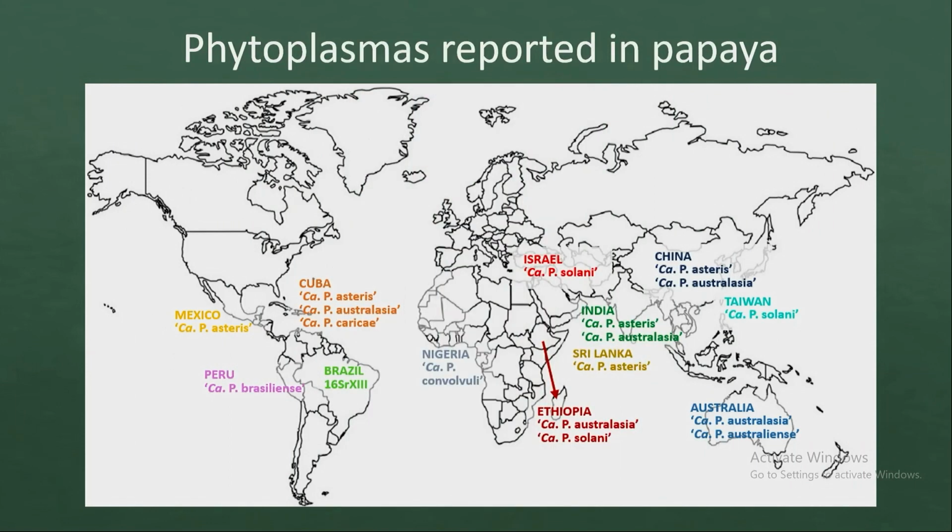So these papaya diseases are present almost in all the areas where papaya is cultivated. As you can see in this map, we have lots of different phytoplasmas detected in papaya plants, and the most common and widespread belong to group 1, Candidatus Phytoplasma asteris, group 2, Candidatus Phytoplasma australasia and aurantifolia, and group 12, Candidatus Phytoplasma solani and australiense.